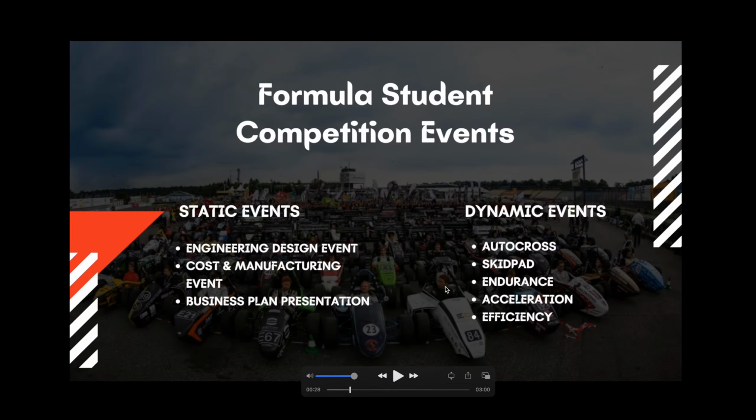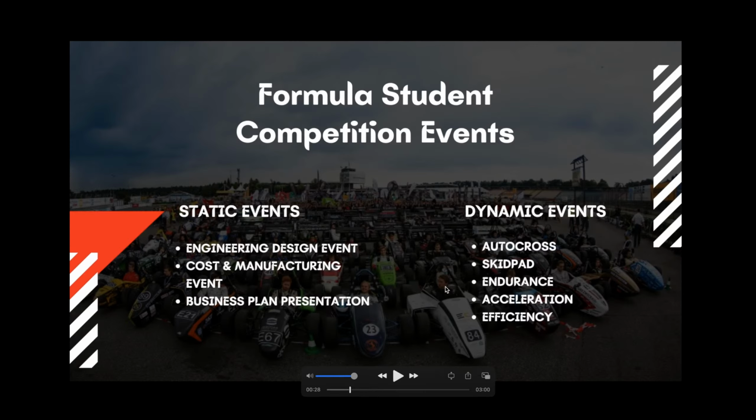Yep. So there are two kinds of events that happen in Formula Student. The first one is the static events. Static events means where your car isn't moving; it's static. So you have the engineering design event, the cost and manufacturing event, and the business plan presentation event.